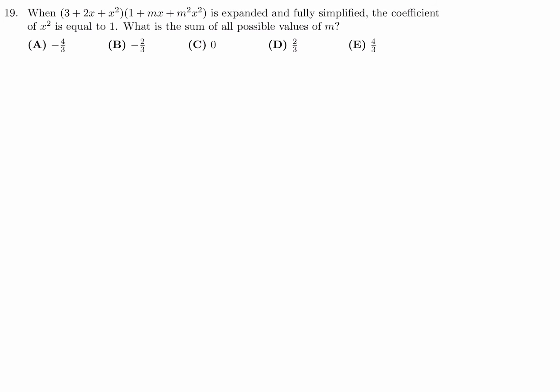When 3 plus 2x plus x squared times 1 plus mx plus m squared x squared is expanded and fully simplified, the coefficient of x squared is equal to 1. What is the sum of all possible values of m?